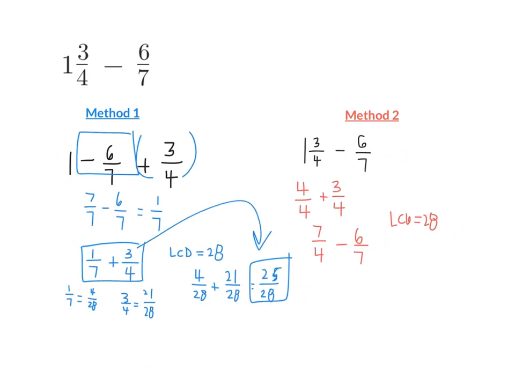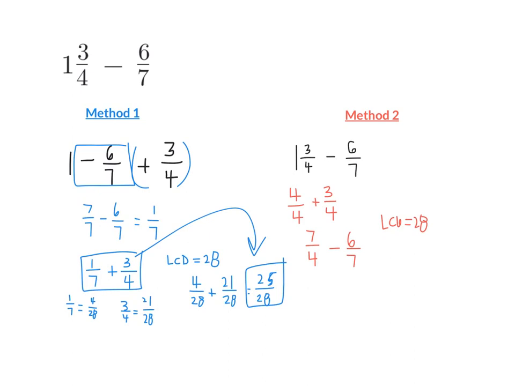And I can convert and write and use equivalent fractions. Let me make myself a little bit more space, okay? So I can say that 7/4 is equivalent to 49 28ths because I multiply 7/4 by 7/7. Then I have 6/7. I can say that that's equal to 24 28ths because I multiplied 6/7 by 4/4.